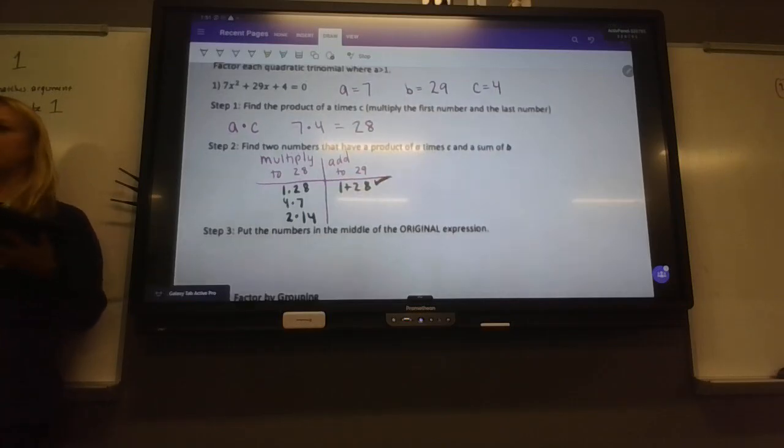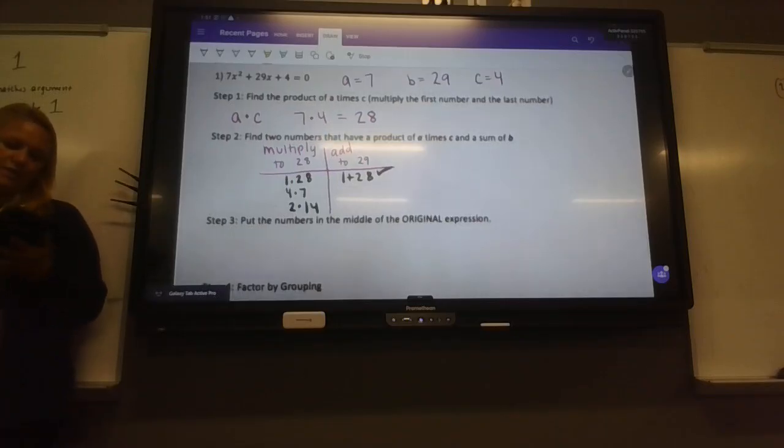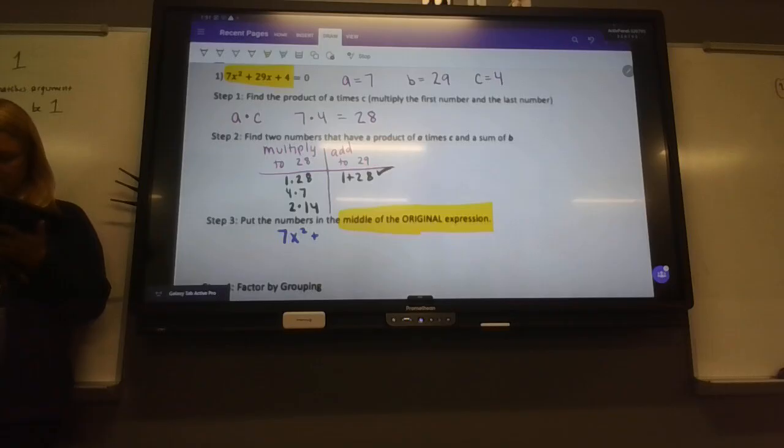Now this is what's different. Before, when we found the numbers, we wrote it in parentheses and we were done with the problem. This problem is the longest, most complicated type of problem to factor. We're going to take the numbers that we just picked and put them in the middle of the original problem. So the original problem is 7x squared plus 29x plus 4. I'm rewriting that problem as 7x squared plus 1x plus 28x plus 4.